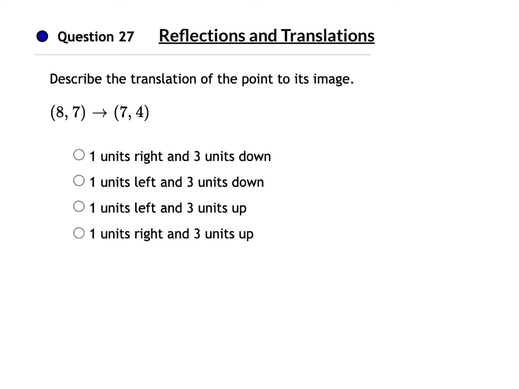Question 27. The point 8, 7 gets sent to 7, 4. X decreases by 1. Think of the horizontal axis, the x-axis. Decreasing by 1 means you're going to the left, so it's one of these two. The y, 7, becomes 4. Y decreases by 3, so it's going to go down 3. The correct answer is the third one.